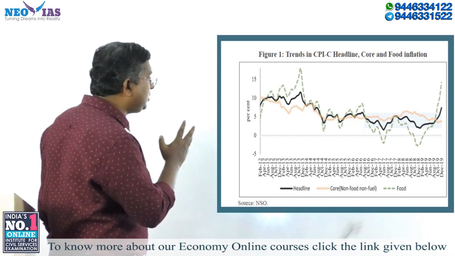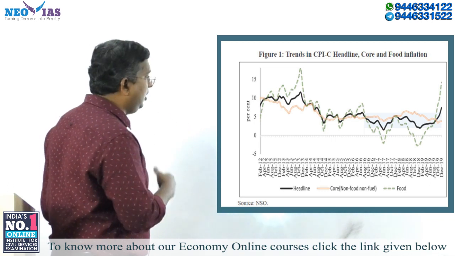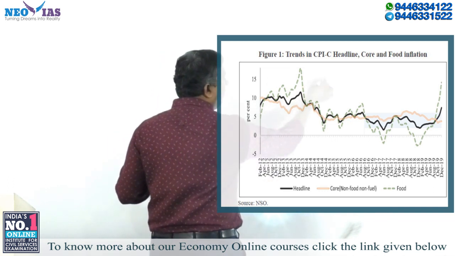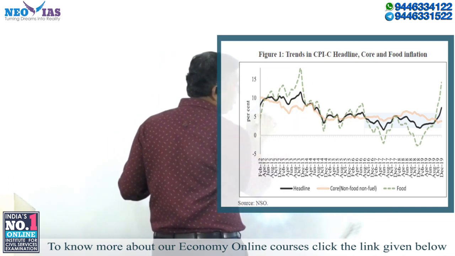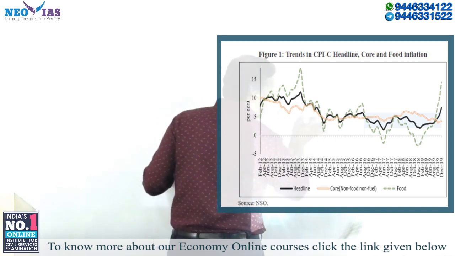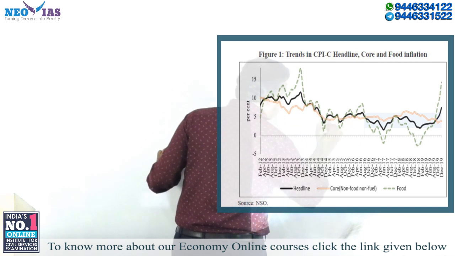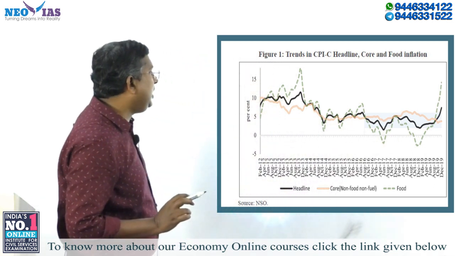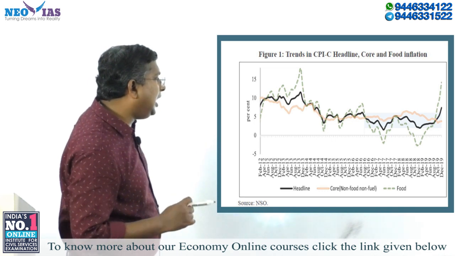When consumer price index headline inflation was very high, the reason for this high inflation was food inflation. That time core inflation, if you see, comparatively remained more stable, more steady. See this period of core inflation, it used to remain steady. Okay, so the trend started changing.